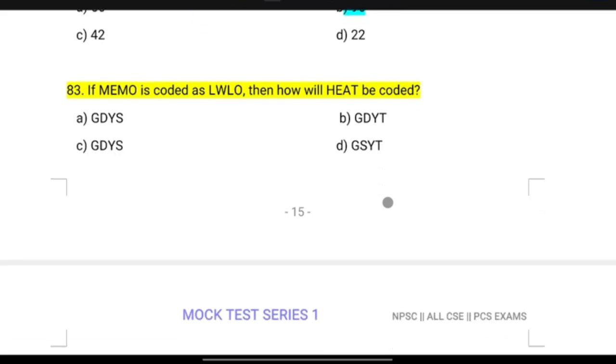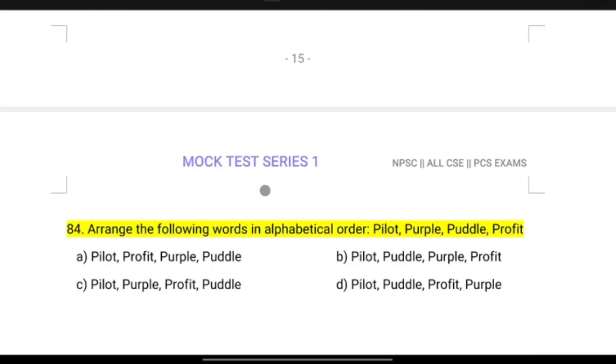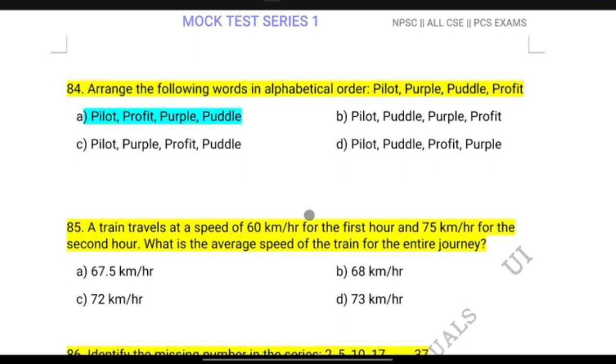83. If memo is coded as LWLO, then how will heat be coded? The answer is A. GDYS. 84. Arrange the following words in alphabetical order. Pilot, purple, puddle, prophet. The answer is A. Pilot, prophet, purple, puddle.